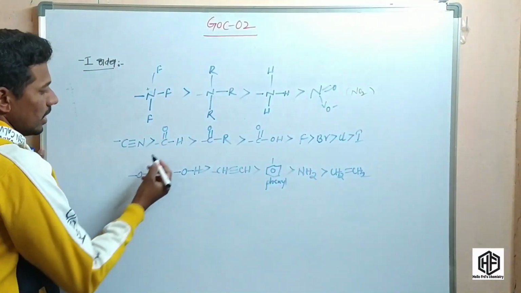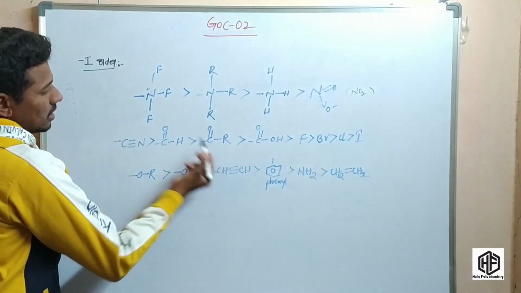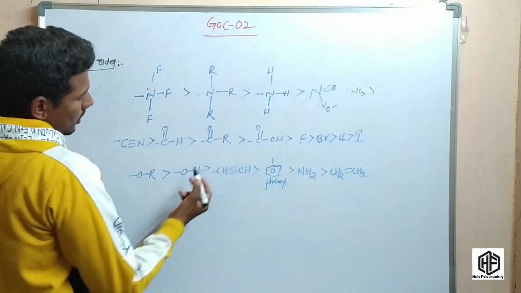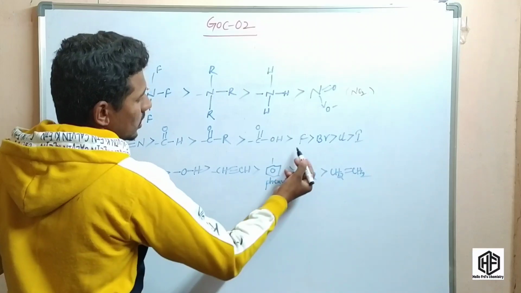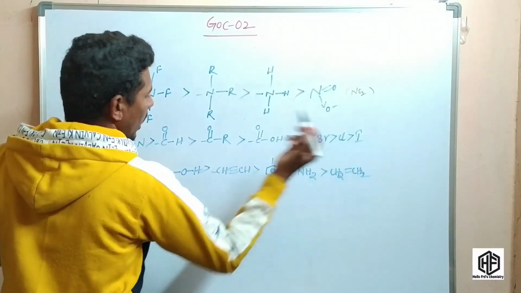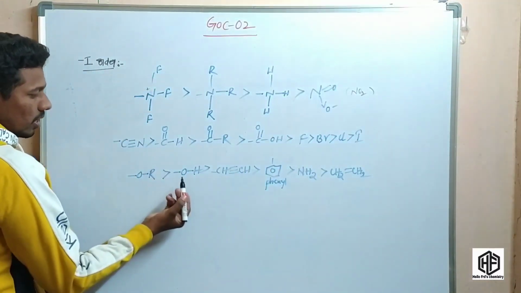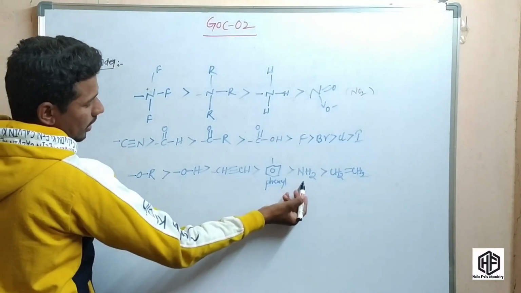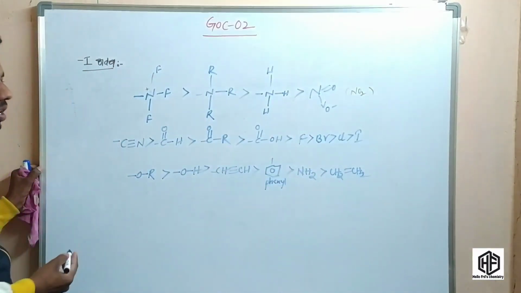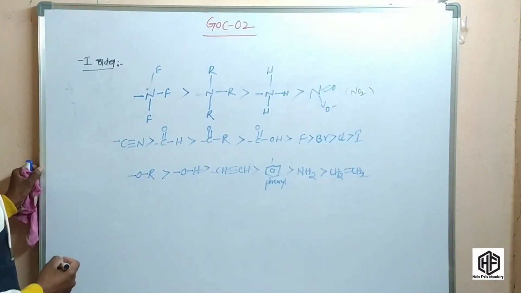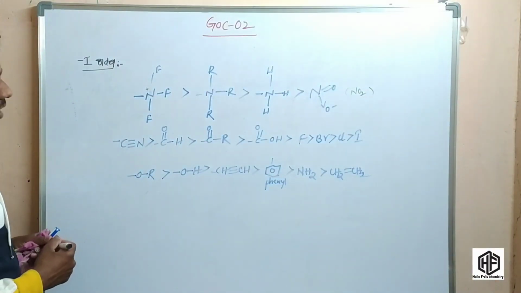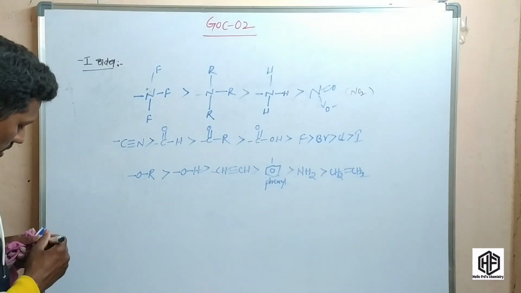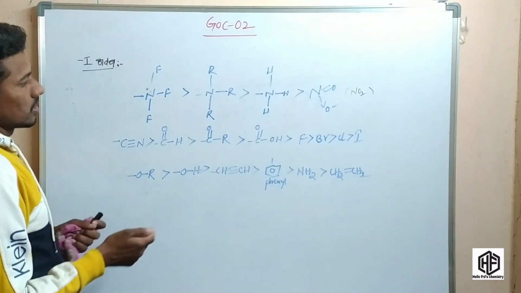This is cyanide, this is aldehyde, this is ketone, this is carboxylic acid, then fluorine, bromine, chlorine, iodine, then OR and OH, then CH triple bond CH, phenyl, NH2, and CH2 double bond CH2. This is the order of minus I effect for these functional groups. Now, we are discussing two things here.